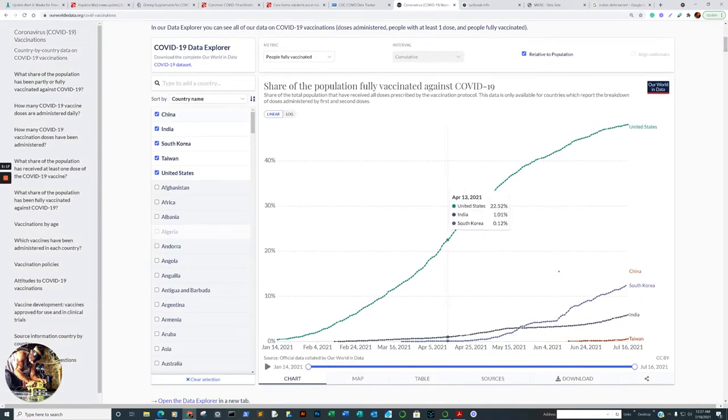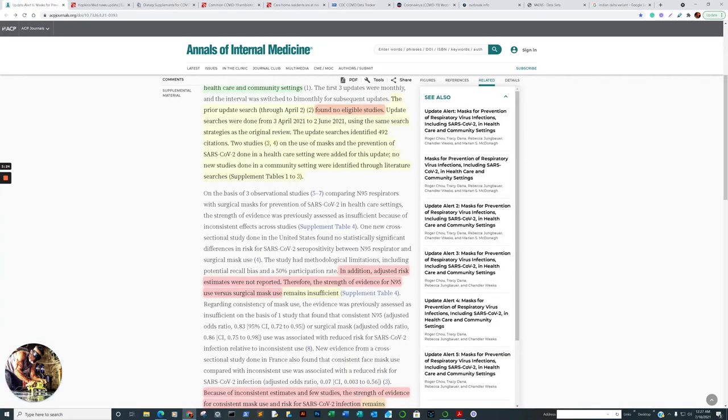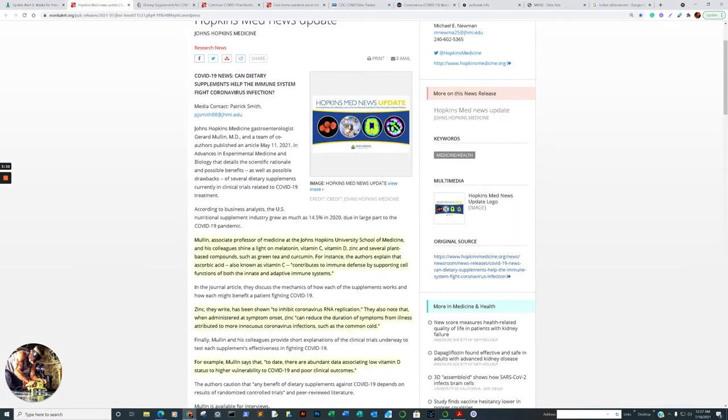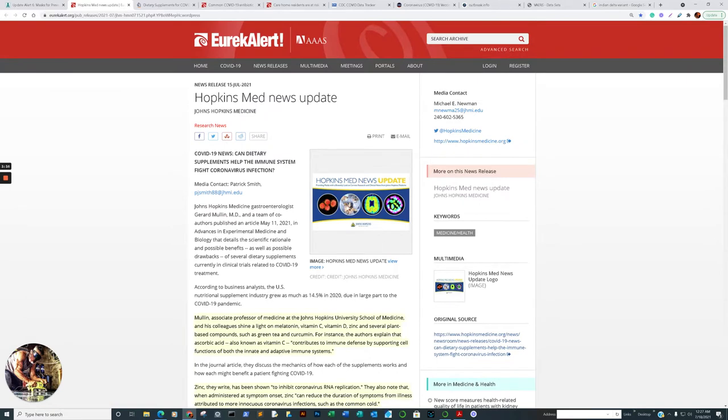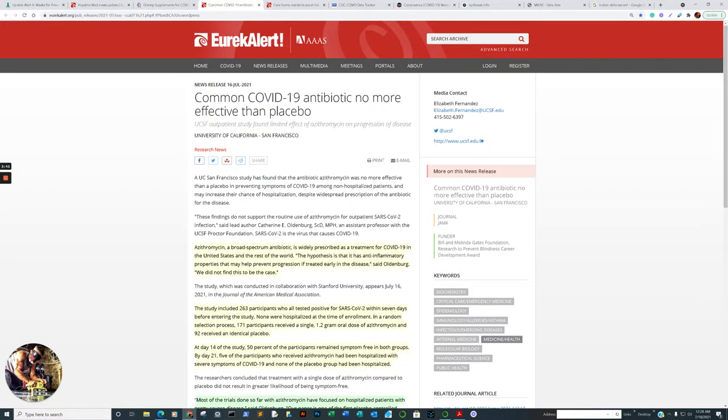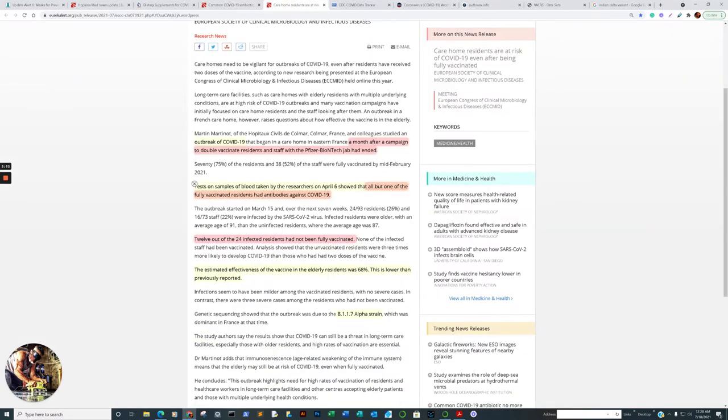All right, now what we're looking at right here, too, I want you to keep, let's cover this first. Well, no, let's cover the articles first. Let's take that back. We're going to be looking at update number 6 in reference to mask effectiveness or face coverings, however you want to word it. Johns Hopkins University publishing a wonderful piece on whether dietary supplements can help the immune system fight off coronavirus. We will be looking at the futility of utilizing antibiotics for COVID-19, in this case azithromycin. We'll look at that in a second.